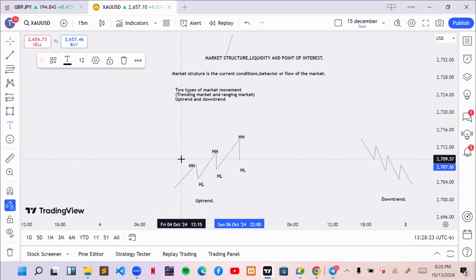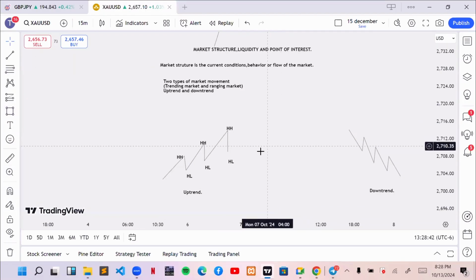So what do you notice? Each candle that forms on the high side is always higher than the last one. The next one that comes is always going to be higher than the previous one. Then each low that forms is always going to be higher than the last one. So these are the characteristics of an uptrend. That is what it means for the market to be in an uptrend.